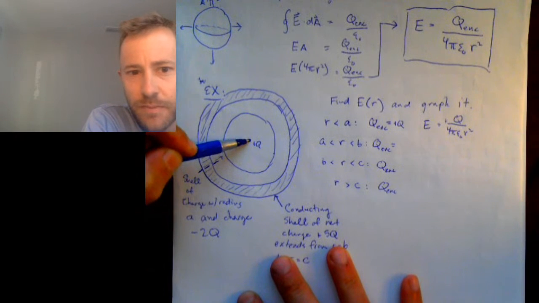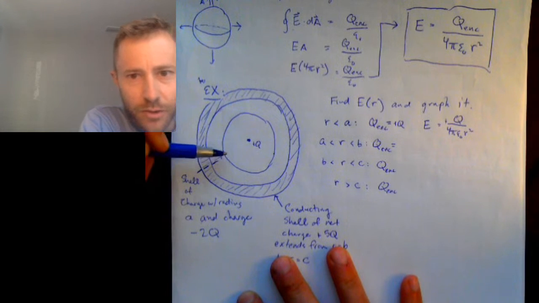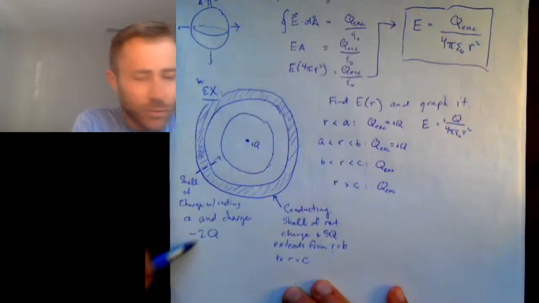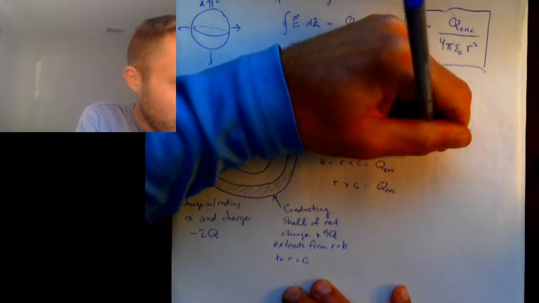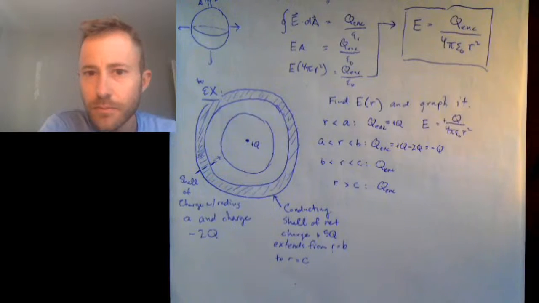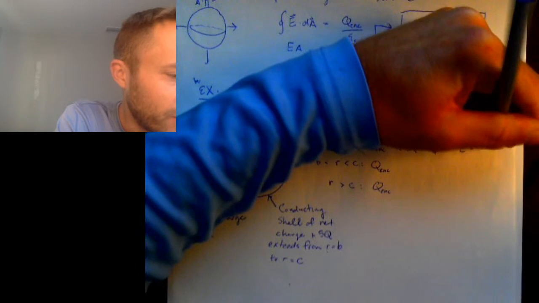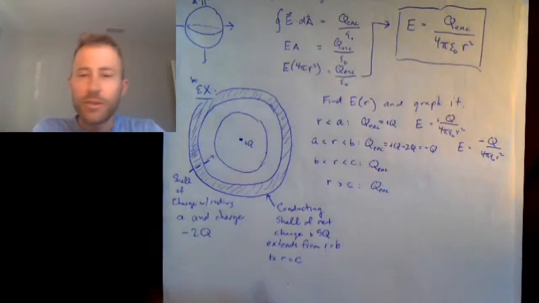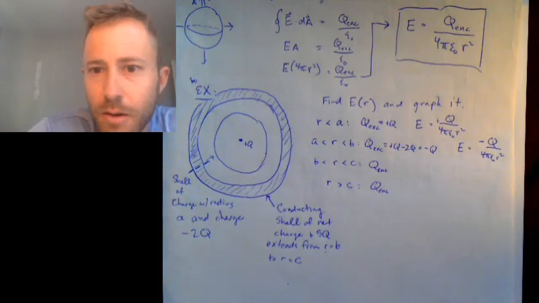So if you have a Gaussian surface that's in between here and here, it's enclosing both the central charge and the shell of charge. So the amount that it's enclosing is plus Q, and then this one has a charge minus 2Q. So that would equal minus Q. So Gauss's law is going to give that the electric field is minus Q over 4 pi epsilon naught R squared. So the electric field basically reverses direction and now points inward.